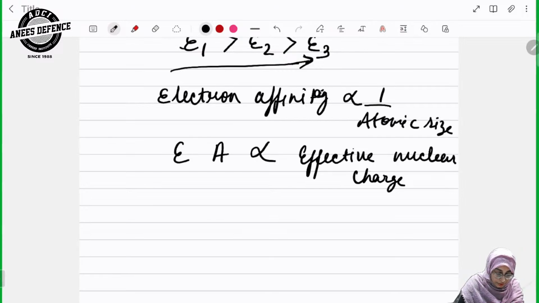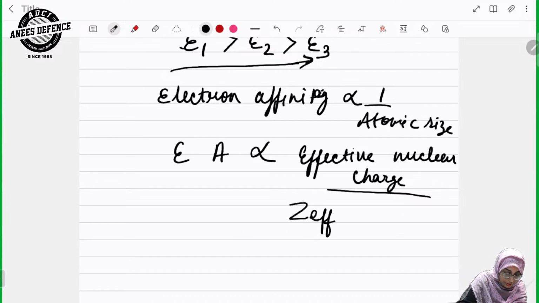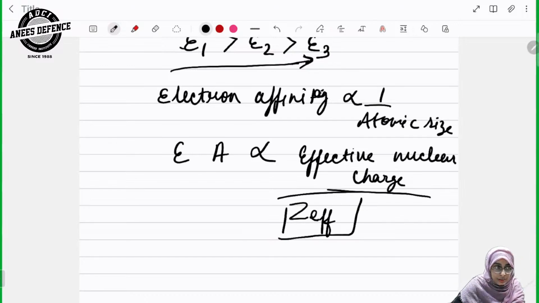That's why in a period, as we move from left to right, electron affinity increases, as the effective nuclear charge, that is Z effective, increases. This is the effective nuclear charge. So as we go from left to right in a period, the effective nuclear charge increases, so the electron affinity also increases.